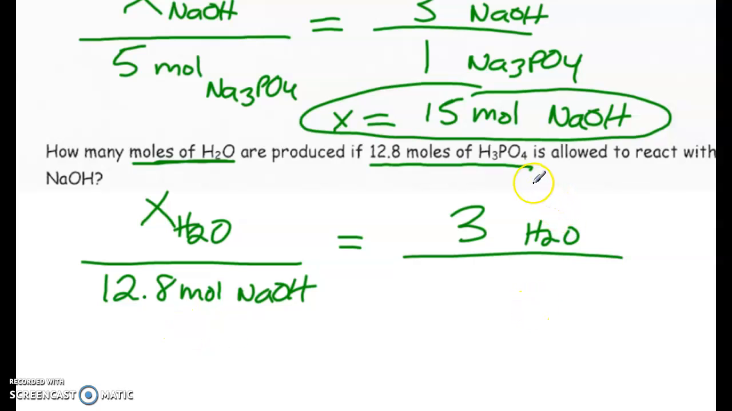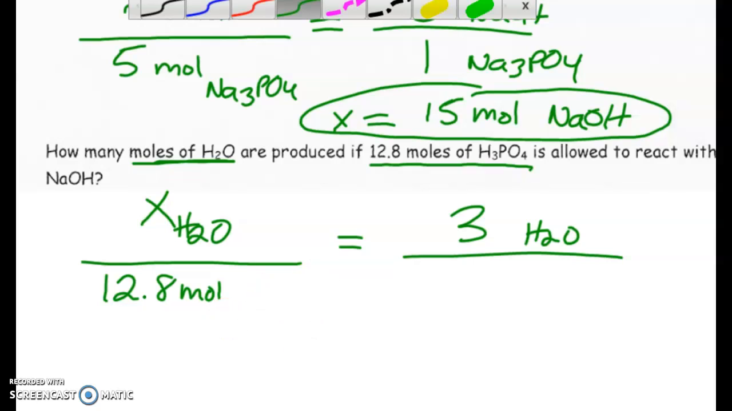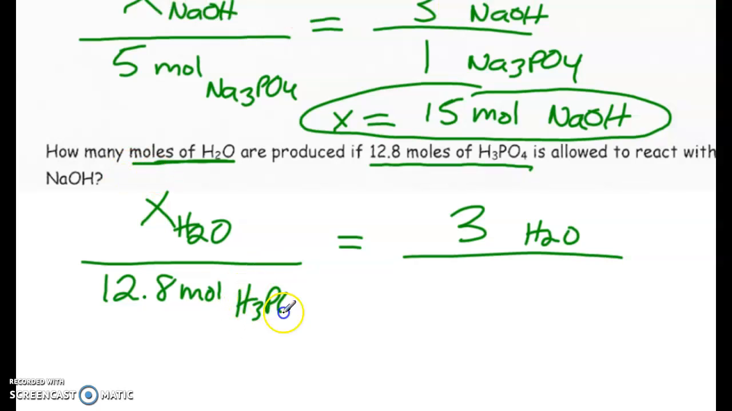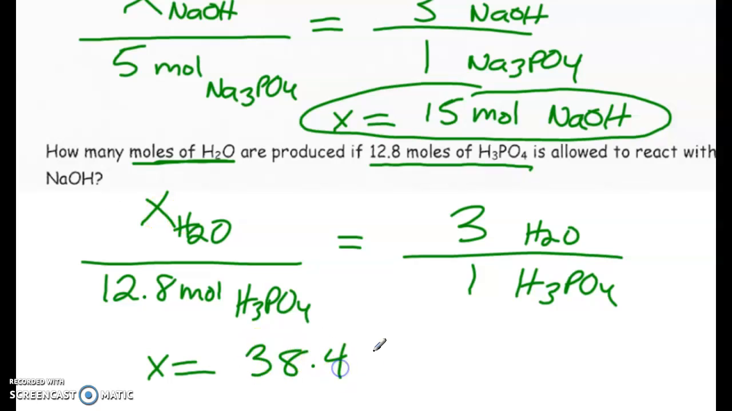Oh, pardon me. I labeled this incorrectly. I thought the question said phosphoric acid. Okay, let's just relabel this properly. Okay, so this is a 1, right? We looked at the equation up there. So to solve for x, it's going to be 12.8 times 3 divided by 1. So that's going to be 38.4 moles of water.